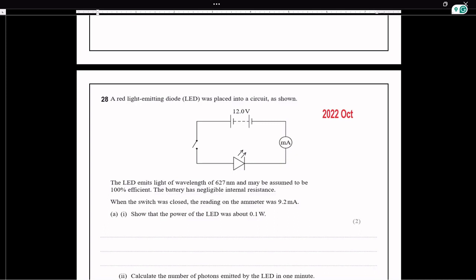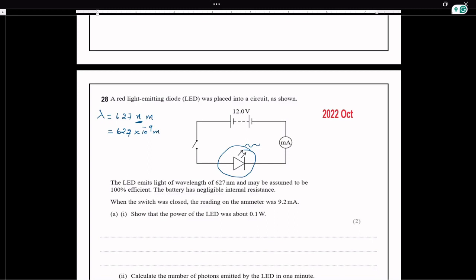So this is a symbol for a light emitting diode. The arrow shows that it is emitting light. So for this light emitting diode, it is emitting radiation of 627 nanometer. So lambda of the radiation is 627 nanometer. Then again for the prefix nano, nano is 10 to the power of minus 9 meters. So this is the wavelength.